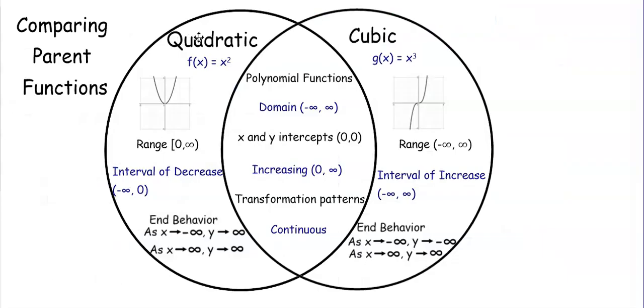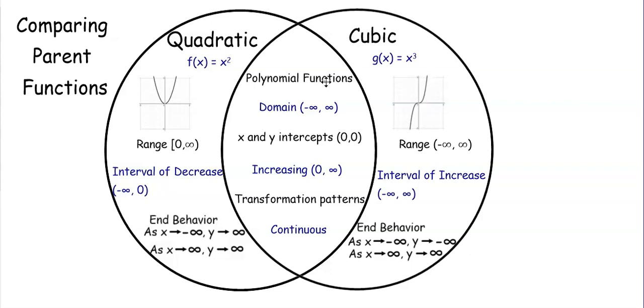Comparing parent functions. So here we have the quadratic function and the cubic function. The quadratic function is f of x equals x squared, and the cubic function is g of x equals x cubed. So the quadratic parent function produces this parabola where the cubic function has this curve.